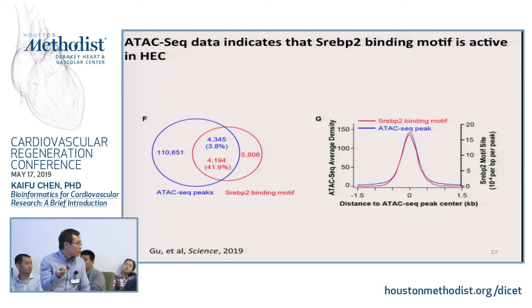So we analyzed whether the SRBP2 binding motif really overlaps with the enrichment peaks in the ATAC-seq data, which, if enriched, indicates this binding motif has been open, has been accessible to transcription factors, right? We observed a very significant overlap, actually 40% overlap of the binding motif with the ATAC-seq peaks. From the figure on the right, you can see very clearly that the binding motif is highly enriched and overlaps with the enrichment peak of the ATAC-seq data.